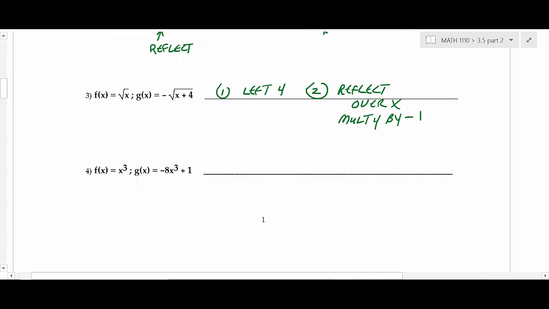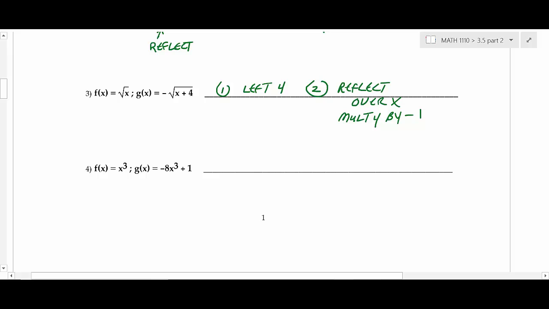Number 4, how many transformations are on this problem? There are 3. Okay? First of all, what does the plus 1 do? Up 1. What does the minus do? Reflect over x-axis. What does the 8 do? Stretch. Okay, stretch. How do you know? Okay, because if you multiply the y's by 8, they get bigger.